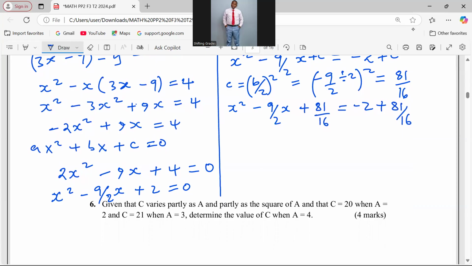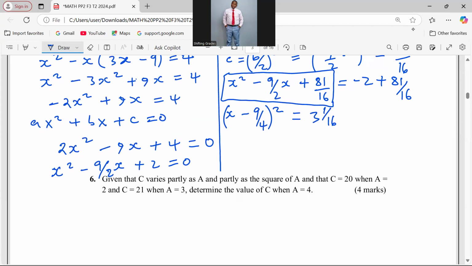At this point now, we can talk of factorizing the left-hand side, which is a perfect square. To factorize a perfect square, we need x, then minus the sign which follows, minus the square root of the constant, which is 9 over 4, squared equals to negative 2 plus 81 over 16, 3 and 1 over 16, which can also be 49 over 16. So we take square root of both sides. X minus 9 over 4 equals to plus or minus the square root of the other side. When you take square root of the answer, I'm getting 1 and 3/4.